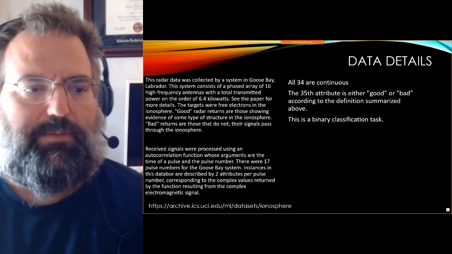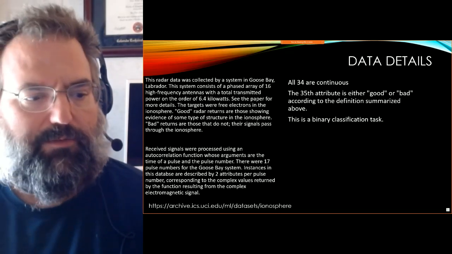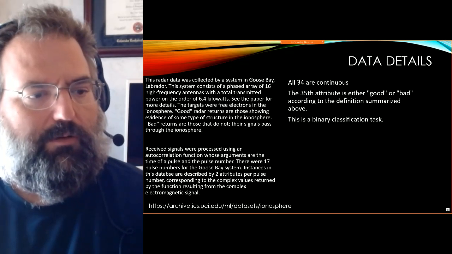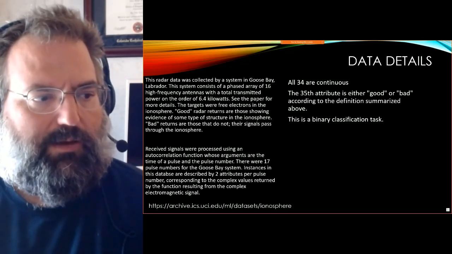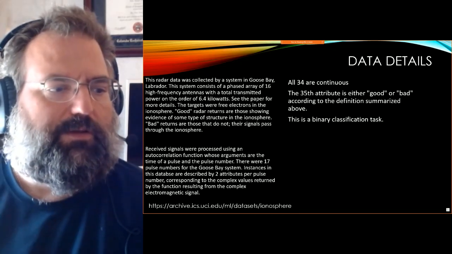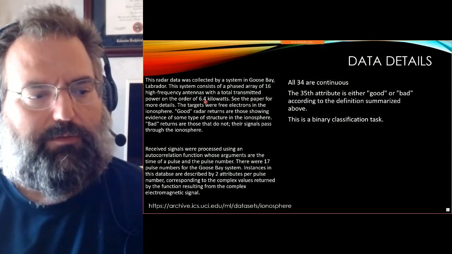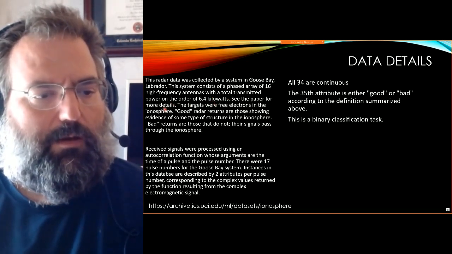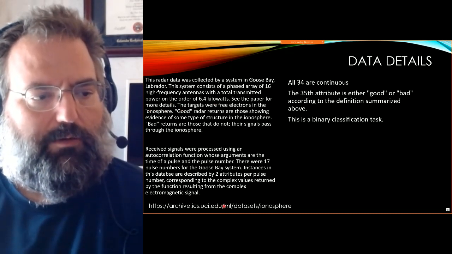So some details about the data. It's always interesting to kind of go back in time and see where this stuff came from. It was up in Goose Bay. The system consists of a phased array of 13 high-frequency antennas with a total transmitting power of roughly 6.4 kilowatts. There's a paper that talks about this if you're really wanting to go read about it.